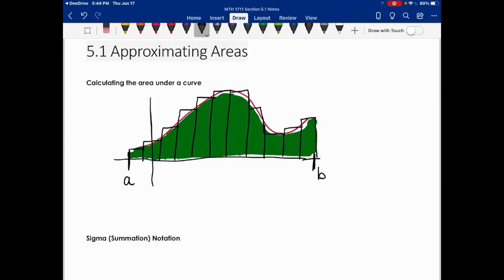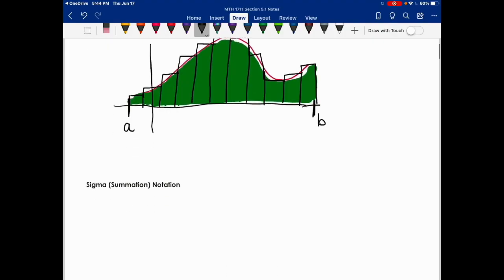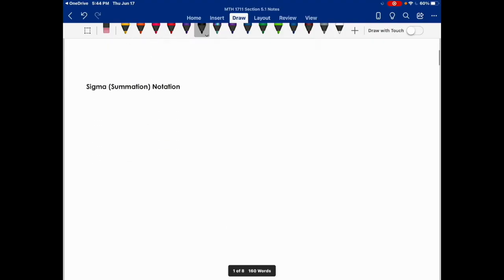I do know how to find the area of a rectangle. It's length times width. And so all I would do is find the area of those rectangles and then add them up. It would be a little bit tedious to do that, especially since we have a lot of rectangles here. But it's easy to do because we know that the area of a rectangle is length times width. So this is what we're going to be looking at in this section: techniques that we can use with these rectangles to approximate areas under a curve.